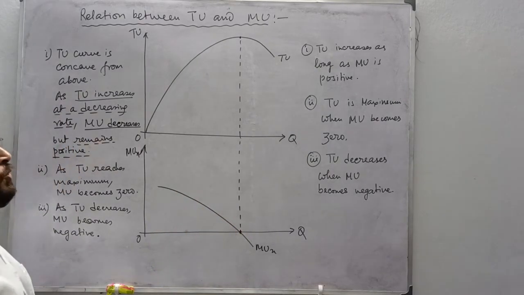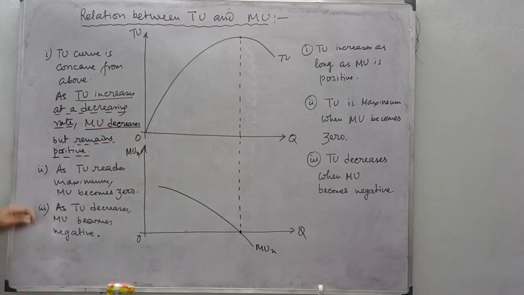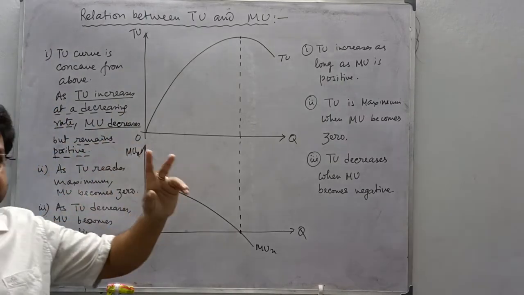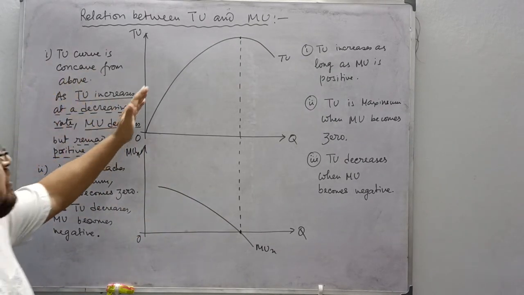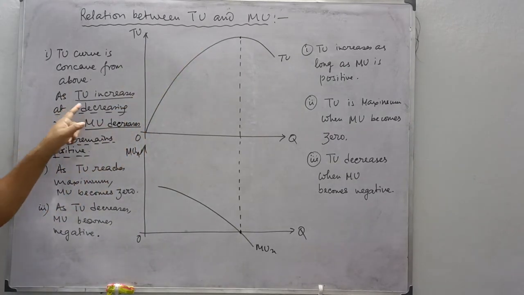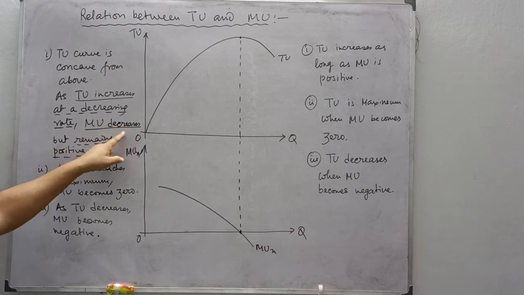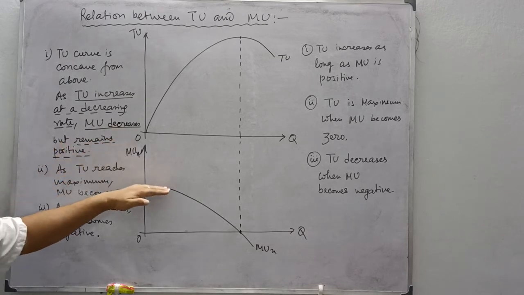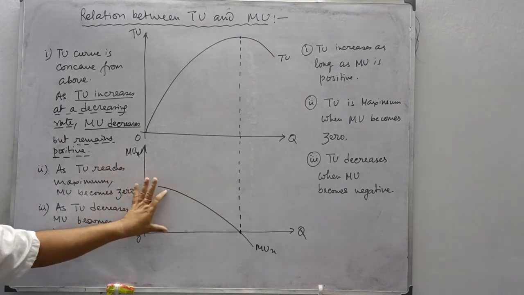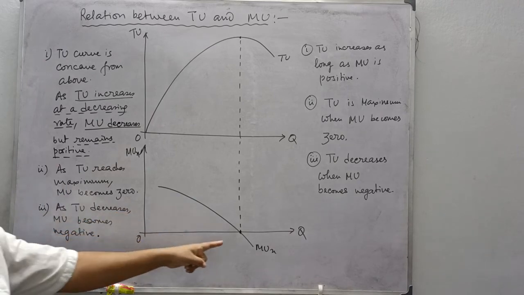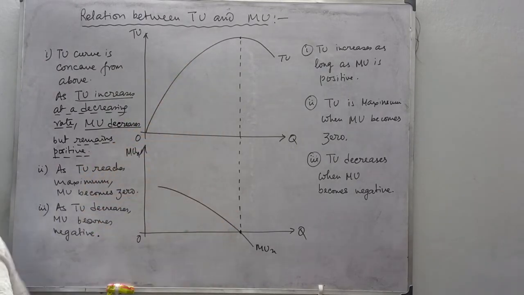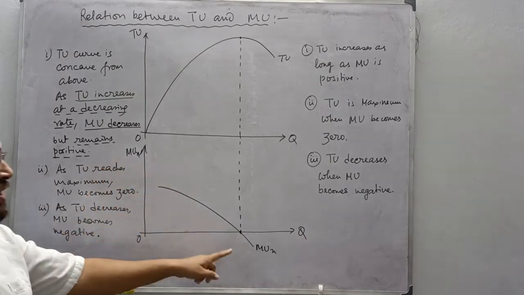So the relation between total utility and marginal utility can be written in two ways. Number one, the total utility curve is concave from above. And as total utility increases at a decreasing rate, marginal utility decreases but remains positive. As total utility reaches maximum, MU becomes 0. And as total utility decreases, marginal utility becomes negative.